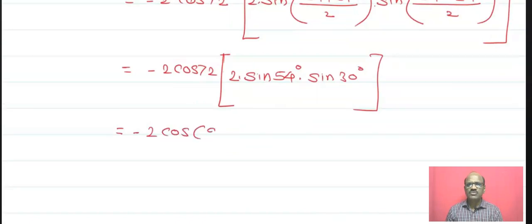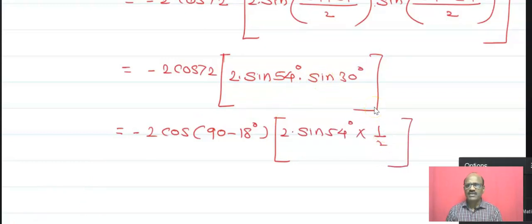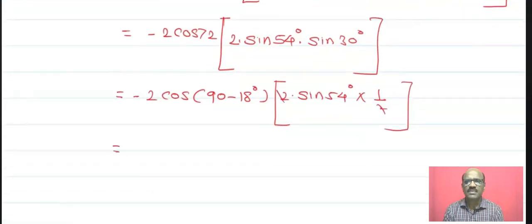Therefore, that is minus 2 times cos of 72 in bracket 2 sine of 54 into sine of 30 degree. Now here we have substituted the value of sine 30, that is equals to 1 upon 2, and here cos of 72 is written in this manner, that is 90 minus 18 equals 72. But again, cos of 90 minus theta is sin theta. Therefore, in the next step we'll write here minus 2 sin of 18 degree.